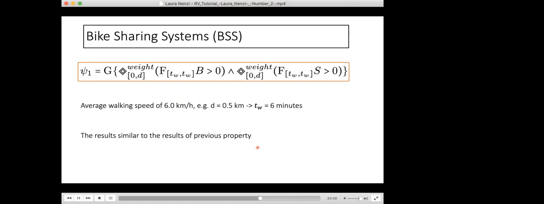The result of checking this property over our bike sharing system gives results similar to the previous property. That means that in that case, for the things that we have chosen, there is not much difference between looking at time 0 or after the walking time.